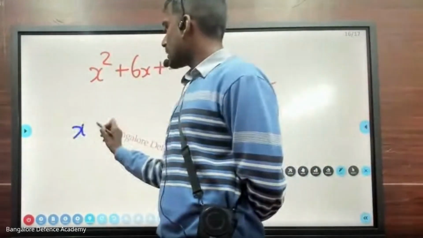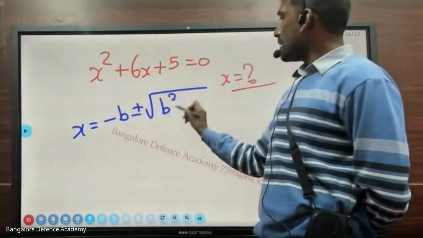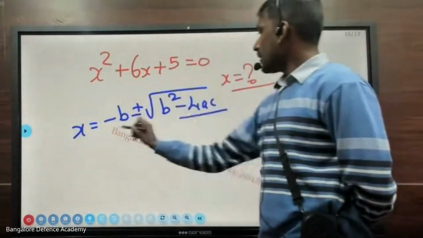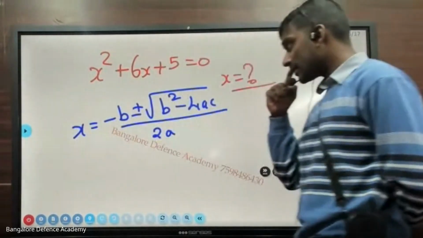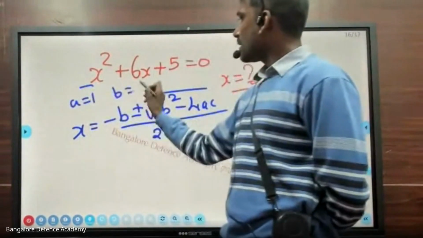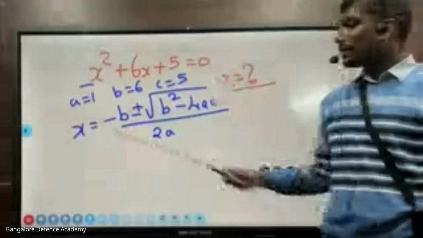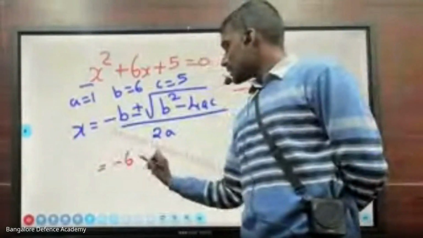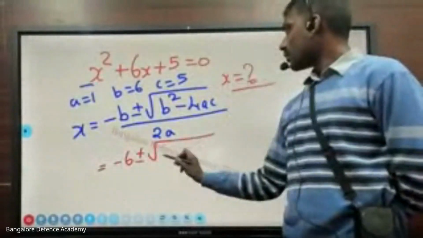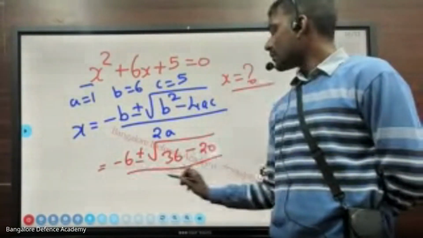क्या है? x is equal to minus b plus or minus root of b square minus 4ac by 2a. अब इधर देखो, इधर a कितना है? 1, b कितना है? 6 और c कितना है? 5. a b c यहाँ पे डालना है, राइट? अभी क्या होगा यहाँ पे? minus 6 plus or minus root of 36 minus 20 whole by 2.